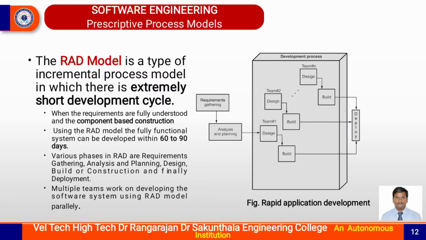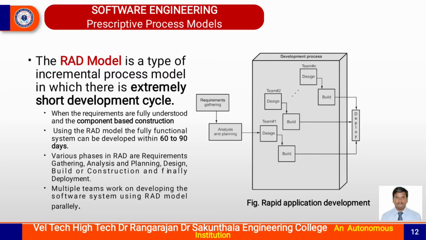Next, the RAD model. What is called the RAD model? The RAD model is a type of incremental process with an extremely short development cycle. We can understand this based on component based construction, which is adopted in a RAD model. Usually the RAD model is going to have a functional system within 60 to 90 days, that is very, very important.